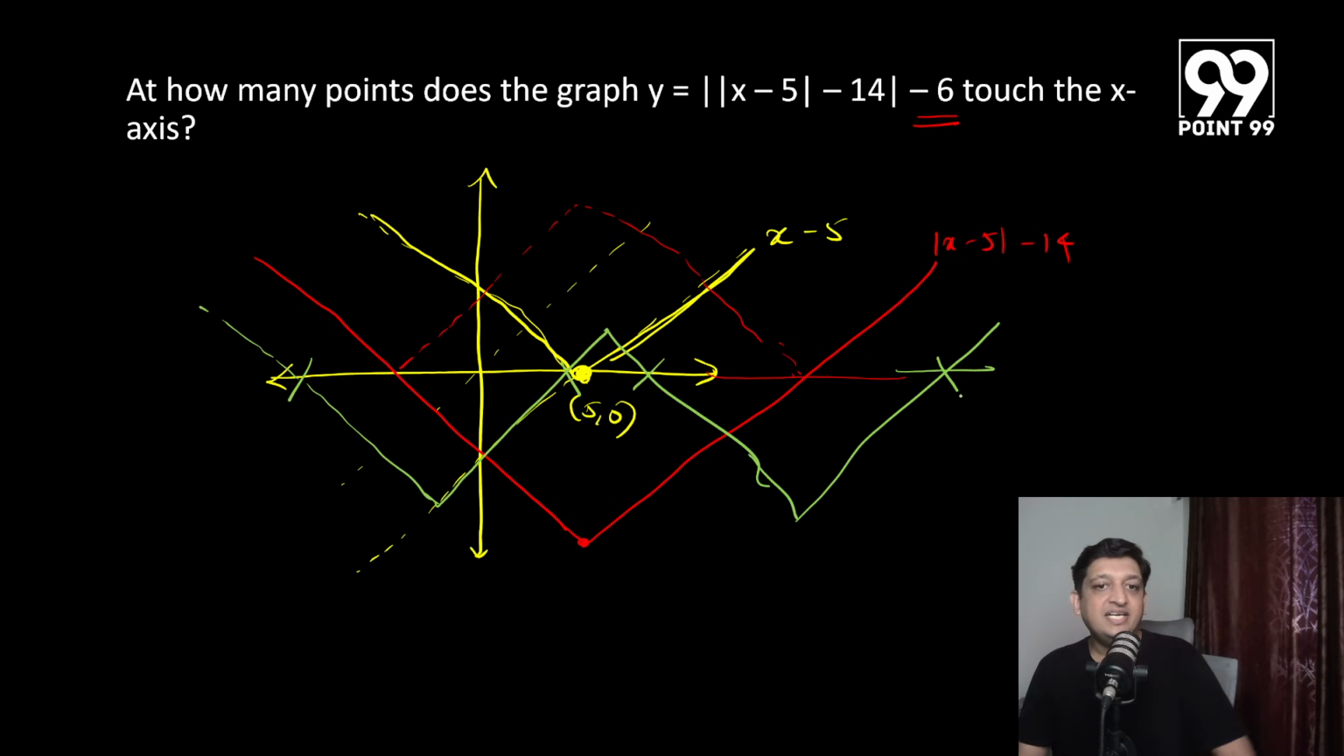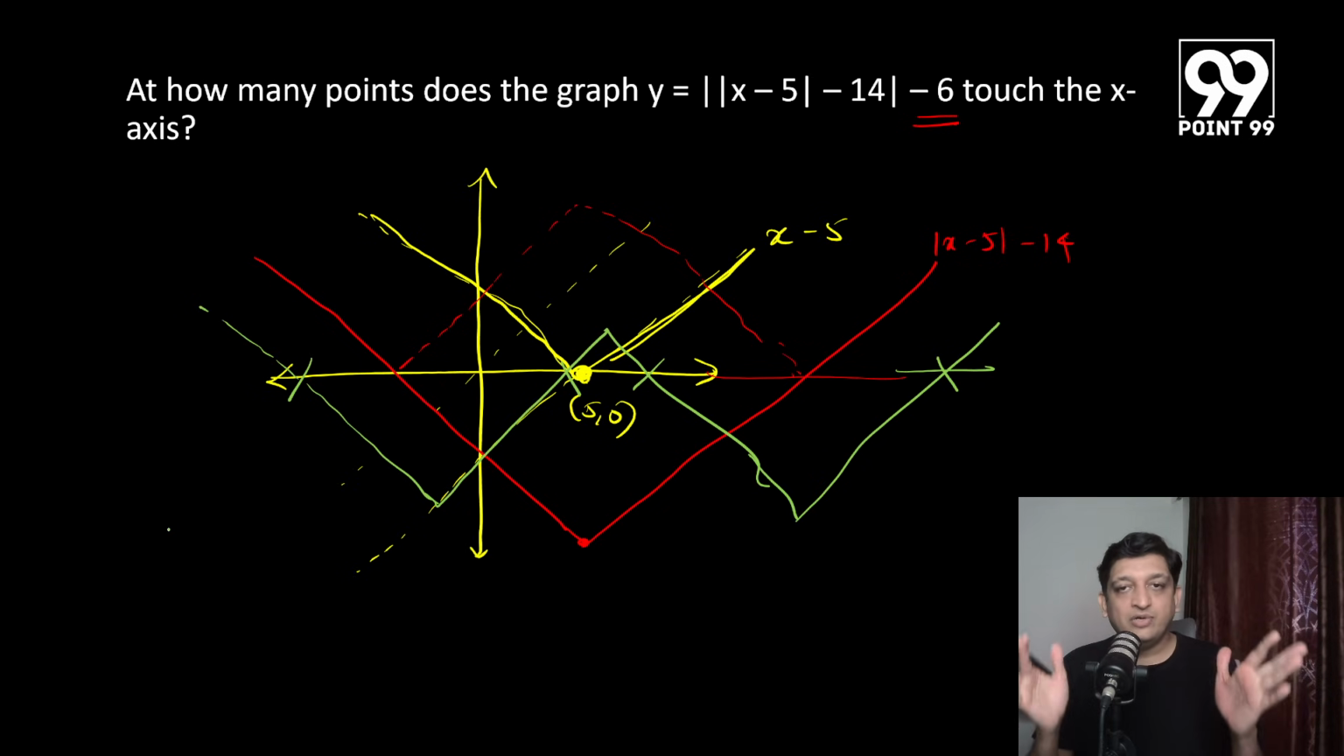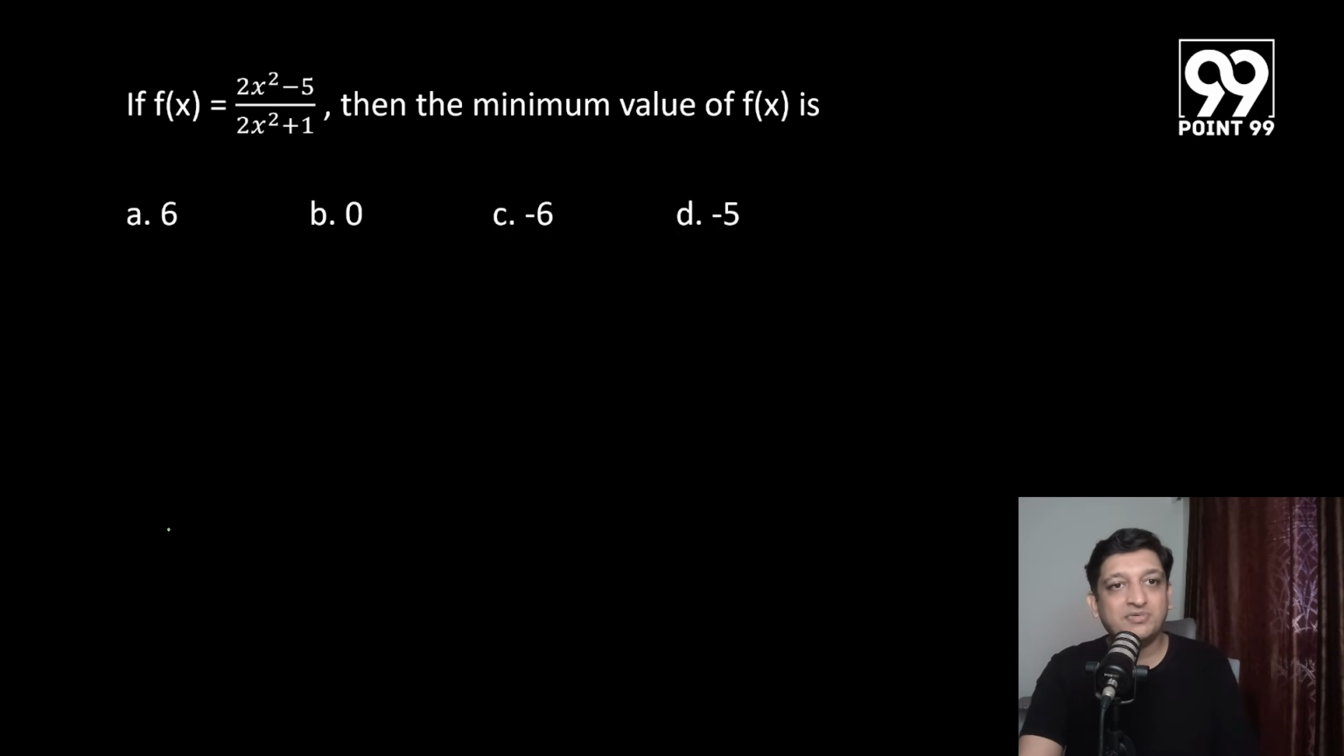So visualizing it also enables you to answer this question in the right manner. If you know that mod of x minus 5 will cut the axis at 2 points, and you are taking another modulus, so 4 points. That is what we are looking at in this particular context. If you can visualize that, you will be able to answer this question even quickly. Let's look at the next question now.